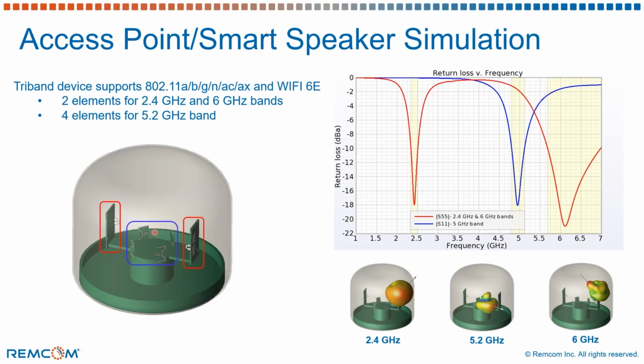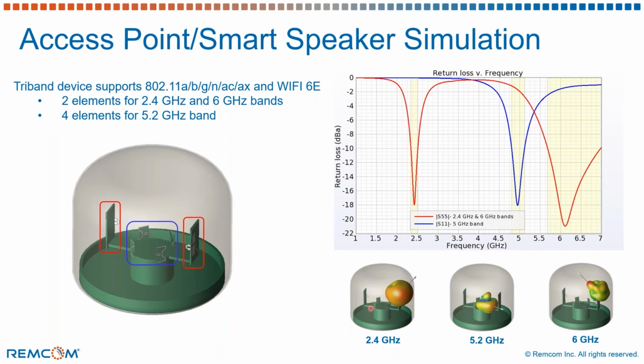The S parameters for these antennas are plotted on the right. The red one covers the 2.4 and 6 gigahertz bands for the larger element, and the blue one represents the S parameter of one of the smaller elements excited. At the bottom we have the radiation patterns showing the gain of these antennas at three different frequencies: the 2.4 gigahertz with the arrow denoting the peak gain direction, and here the 5.2 gigahertz, and so forth, the 6 gigahertz element.